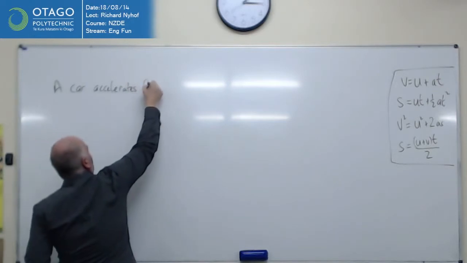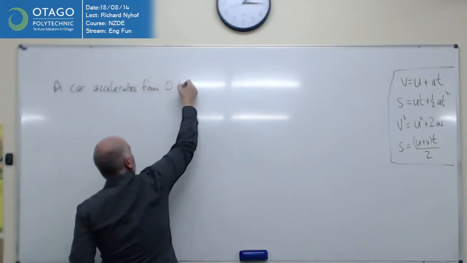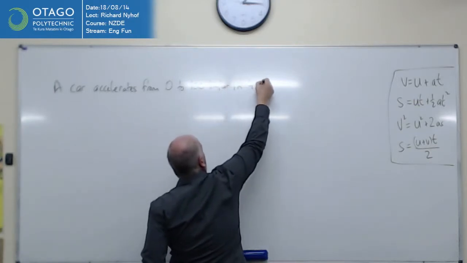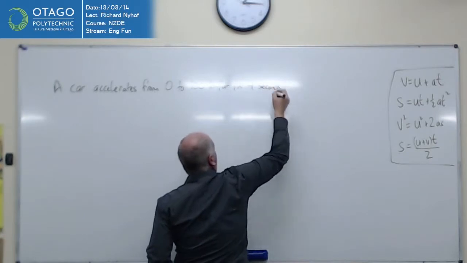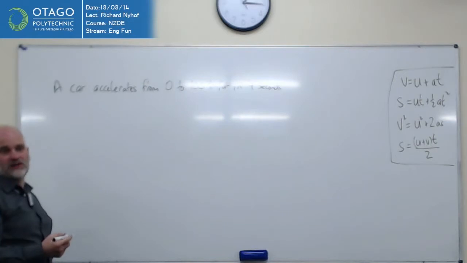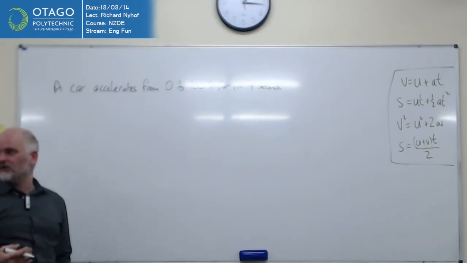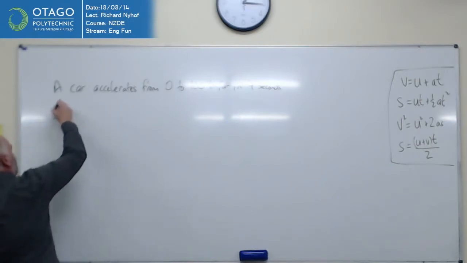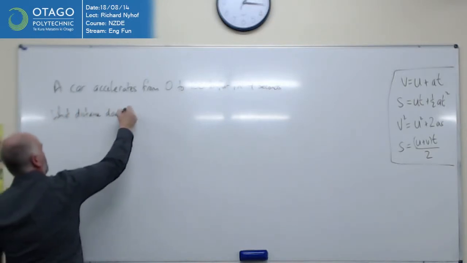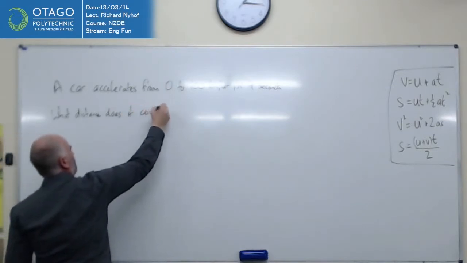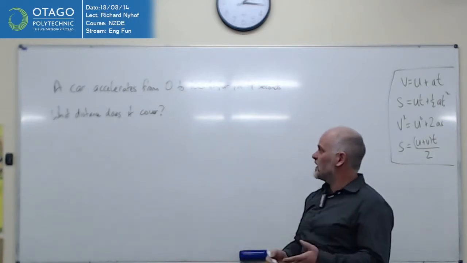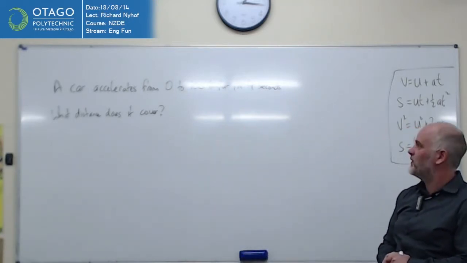So a car accelerates from 0 to 100 kilometers per hour in 4 seconds. Okay. And the question we want to ask is, how long a racetrack do you need? So, what distance does it cover? I know it's a quarter mile. Long enough. Okay, so that's the sort of question that we're going to have to deal with here.